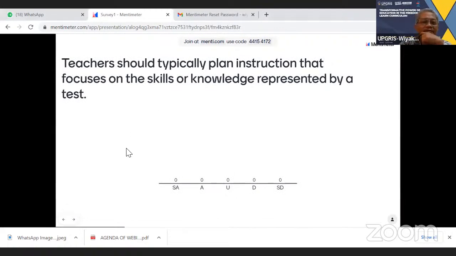Okay, now come on. You respond to the second statement. Teachers should typically plan instruction that focuses on the skills or knowledge represented by a test. Okay. Do you agree? Do you disagree with the statement? I'm waiting for your response.